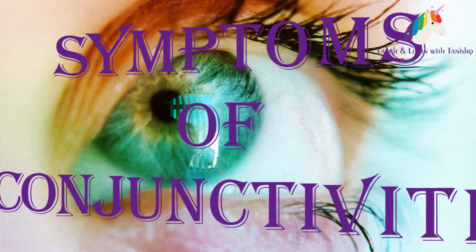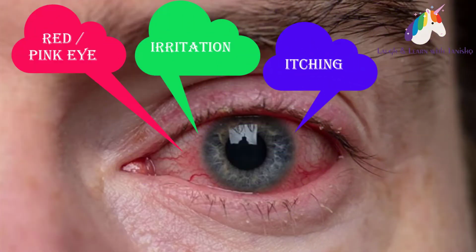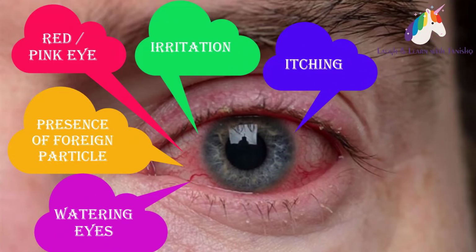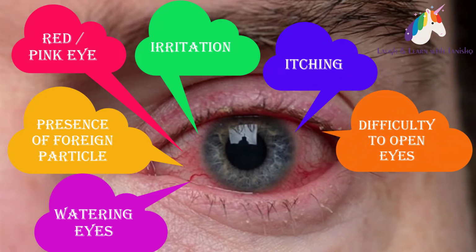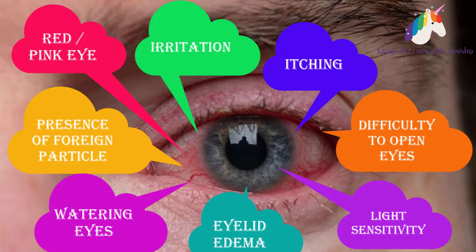The most common symptoms include red or pink eye, irritation, itching, and a sensation of the presence of a foreign particle in the eye, watering eyes or discharge from eyes that is usually yellow or green in color, severe discharge in the night that makes opening the eyes difficult in the morning, light sensitivity, eyelid edema in severe cases, and blurred vision.